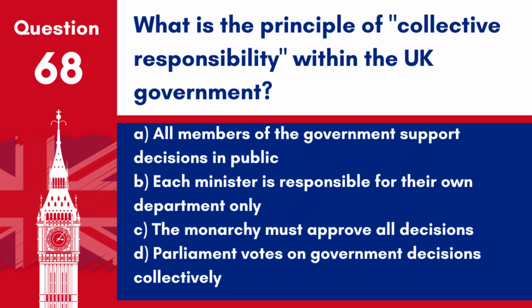Question 68. What is the principle of collective responsibility within the UK government? A. All members of the government support decisions in public. B. Each minister is responsible for their own department only. C. The monarchy must approve all decisions. D. Parliament votes on government decisions collectively.